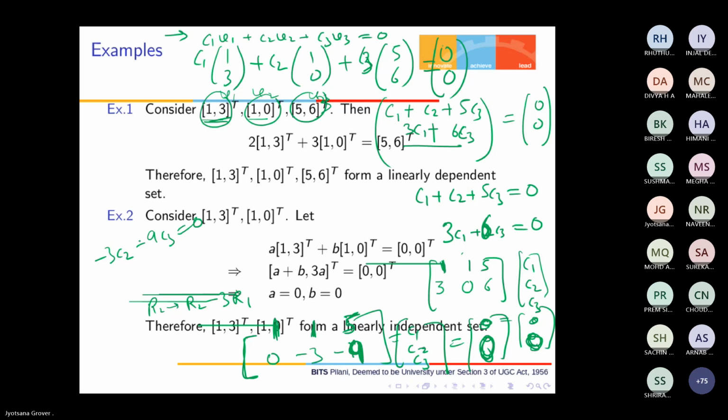C3. Correct. C3 is the free variable. Let us say minus 3 C2 is 9 C3, right? C3 is T, keep it as T. Now C3 is T, so it will definitely have infinite solutions. T can be 1, or C3 can be 2. So you have got at least one Ci which is non-zero. C3 is not zero now, because it is an infinite solution.